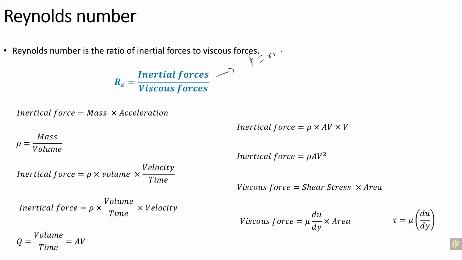F is equal to ma. So this is the inertial force, that is because of the velocity or momentum. Viscous forces, you can get it from Newton's law of viscosity. Viscosity will always make the flow laminar. More viscosity will make the flow go in a particular order.